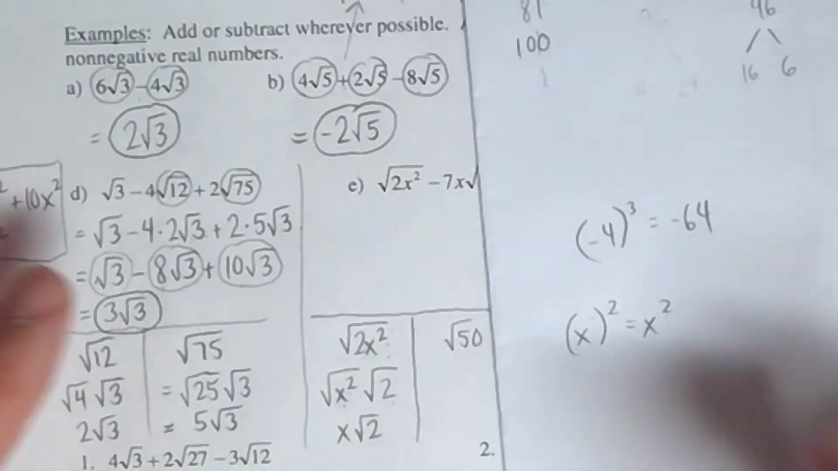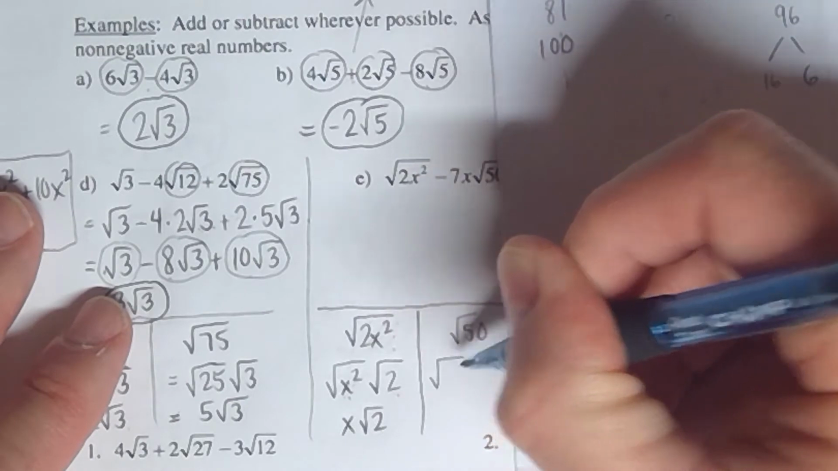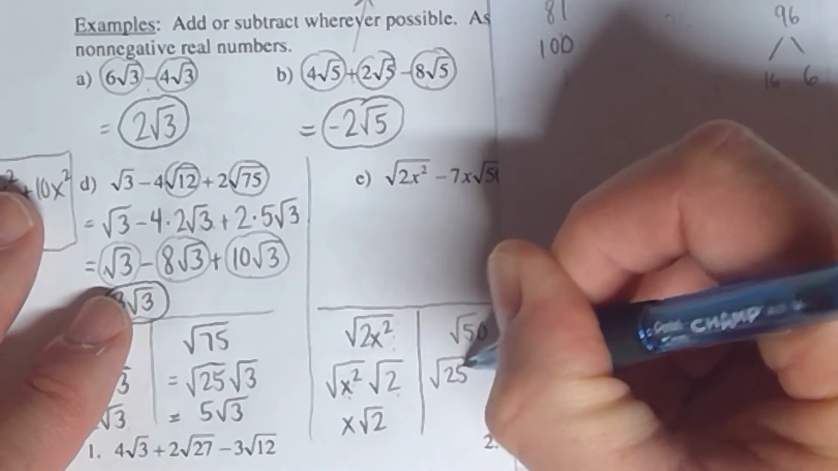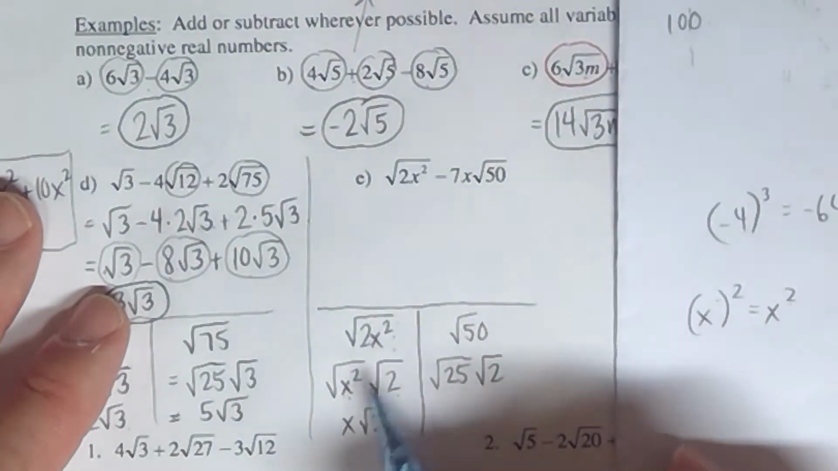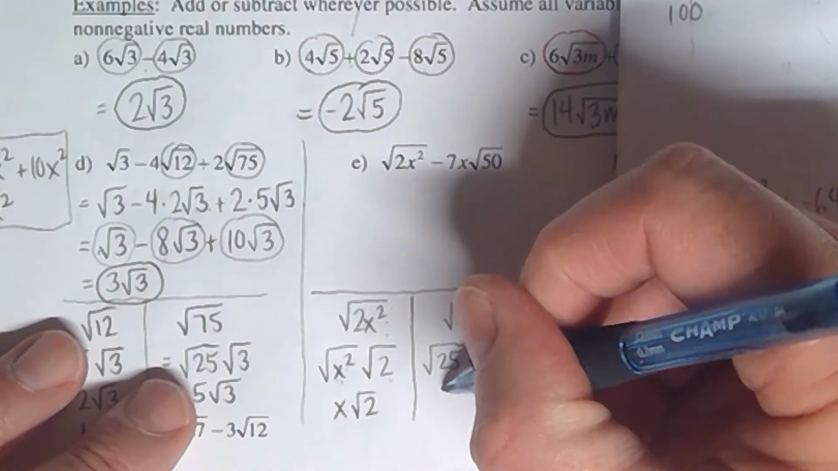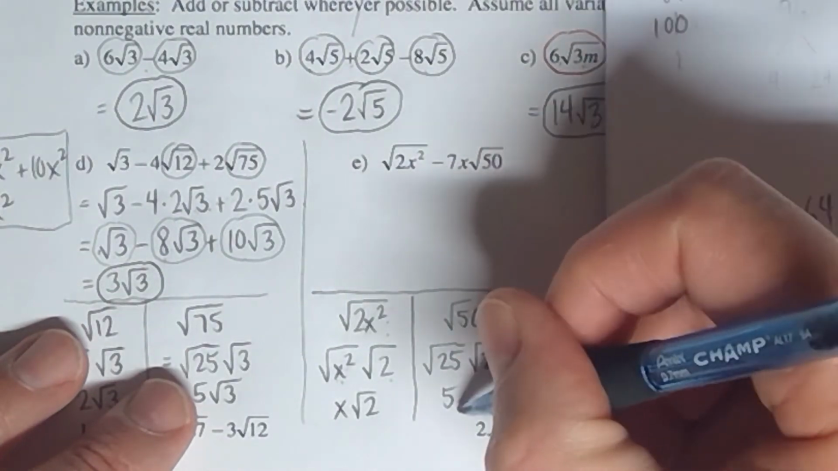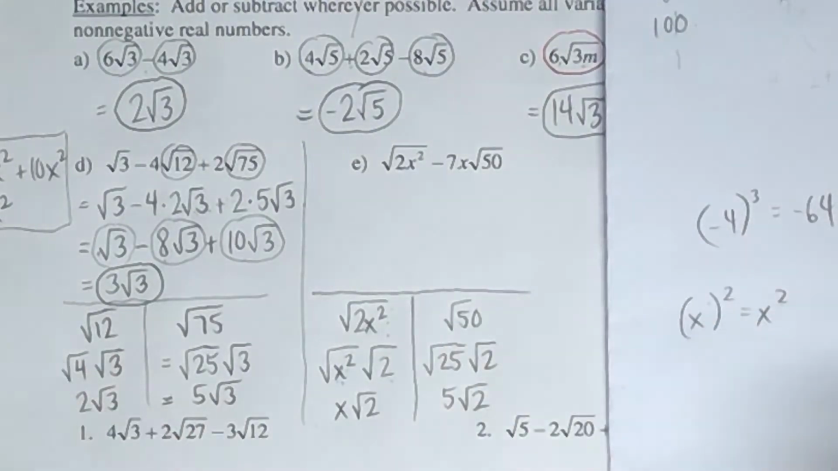All right. How about 50? Similar to 75 in the last problem, 25 is the largest thing I can factor out of that. And you can see that once again, the radicals are becoming the same here in the end, aren't they? 25 and 2. We then figure out what the first radical is equal to like always. Second one stays the same.